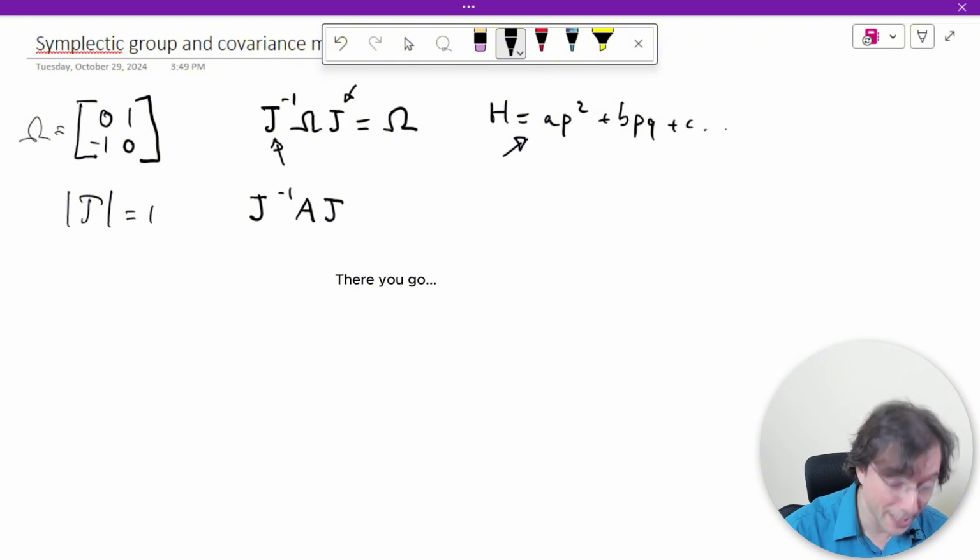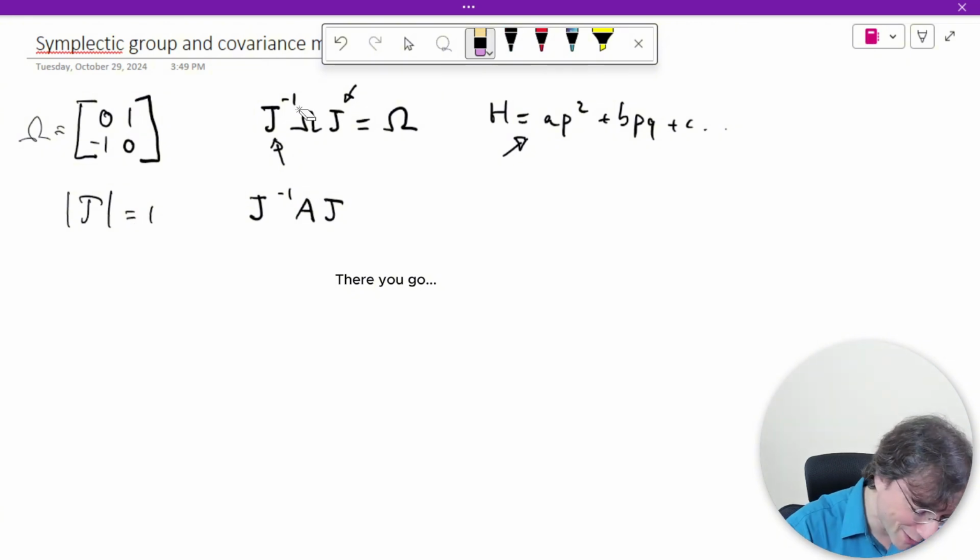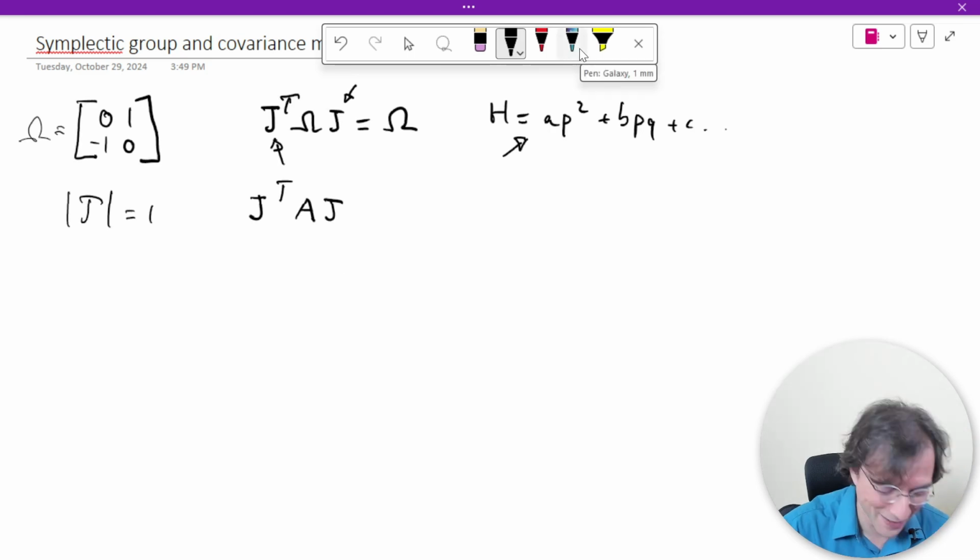Actually, I already had one mistake. These are not inverses, these are transposes. There you go. Sorry about that. Okay, this is how the matrix evolves through the evolution.